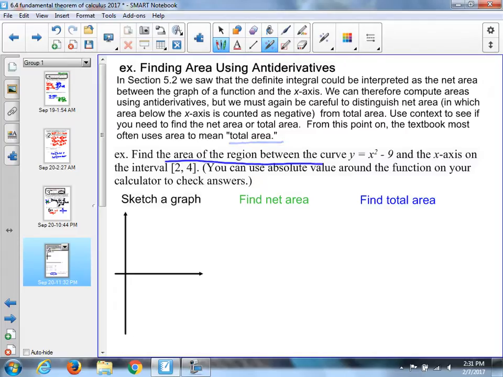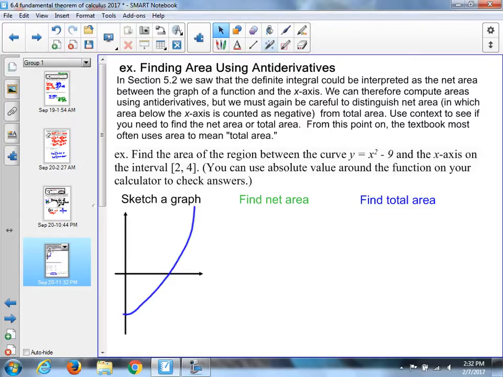So let's see the difference here. Find the area of the region between the curve y equals x squared minus 9 and the x-axis in the interval 2 to 4. You can use absolute value around the function on your calculator to check answers, but first we'll do this by hand. So, sketching the graph, x squared minus 9, I hope you all realize is a parabola, zipping down to minus 9. I'm not being perfect here, just something like this. I want to cover more left and right.